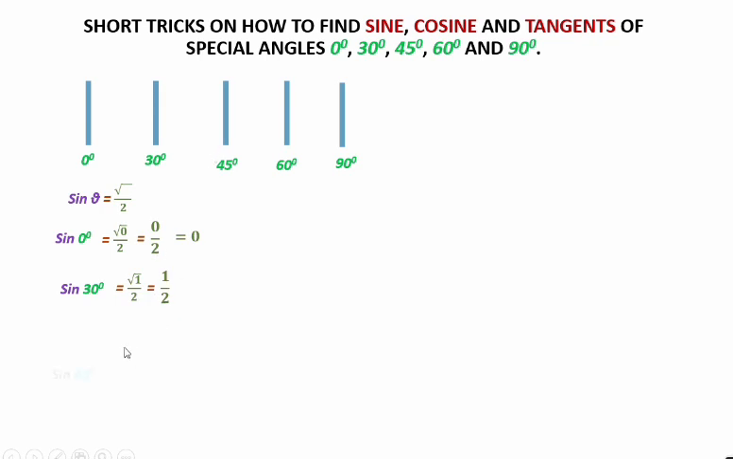Now let's go to 45 degrees. Sine 45 degrees. So we count the number of bars from the left. So we have 1 to 2 bars. So we're going to put 2 inside the square root. So we're going to have root 2 divided by 2.